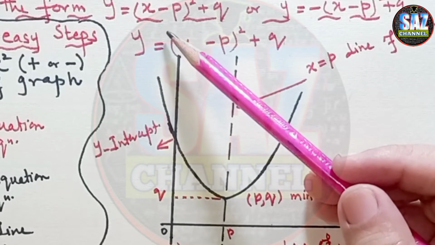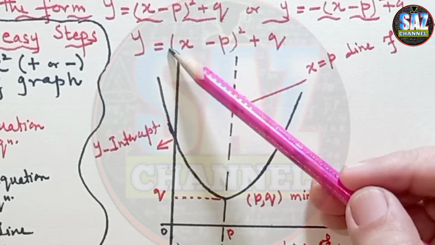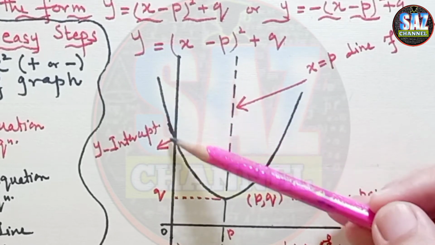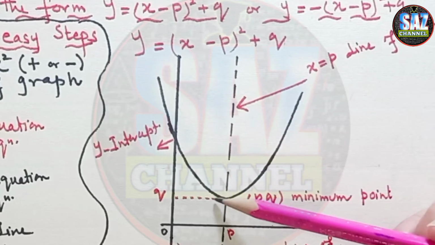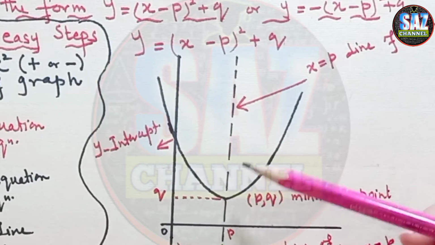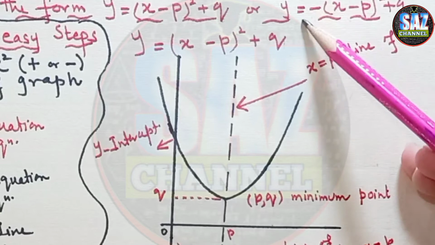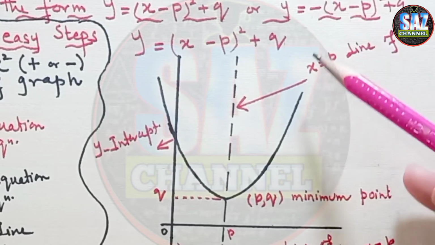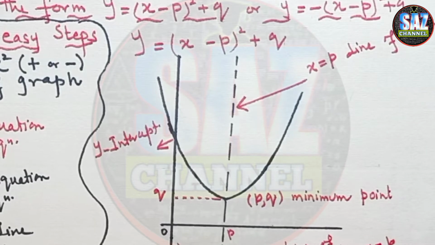If the sign of the coefficient of the square term is positive, then the curve will have the opening upward and it will have minimum turning point. And if the equation which is given to us has the coefficient of the square term negative, then the curve will have the opening downward and it will have maximum turning point.